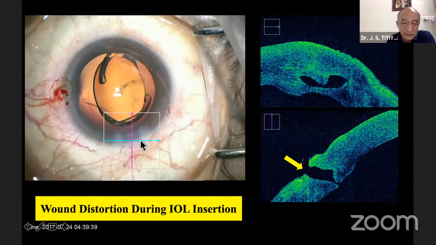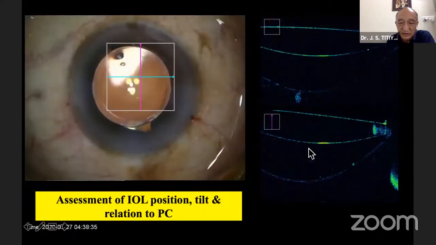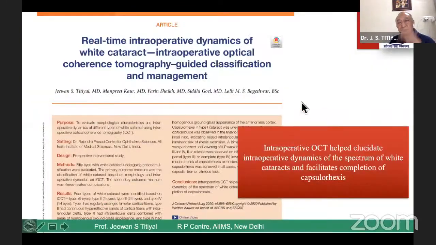People measure 2-dimensionally with various devices, but the distortion three-dimensionally can be measured by IOCT attachment. This is the tilt and position; lens can be judged with these.